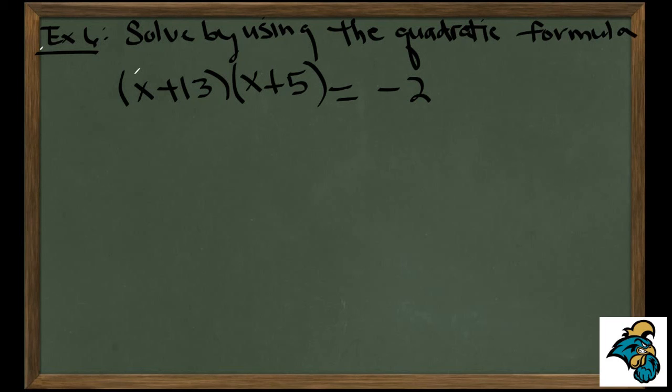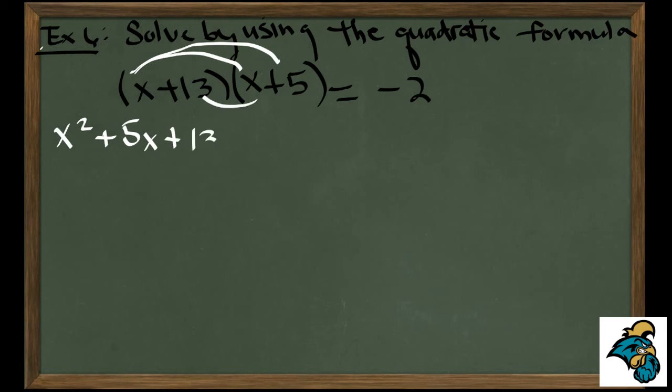So I'm going to distribute. X times x gives me x squared. And then outside, x times 5 gives me a positive 5x. Inside, 13 times x is 13x. And last, 13 times 5 is 65. That's still equal to negative 2. Again, not the format we want, so I'm going to go ahead and add 2 to both sides so that I have 0 on the right-hand side.